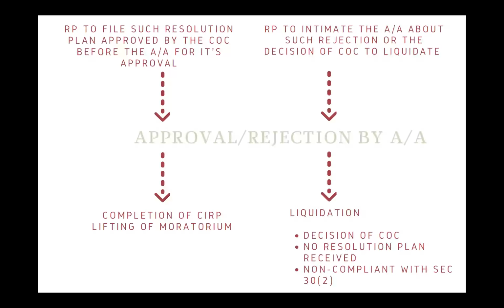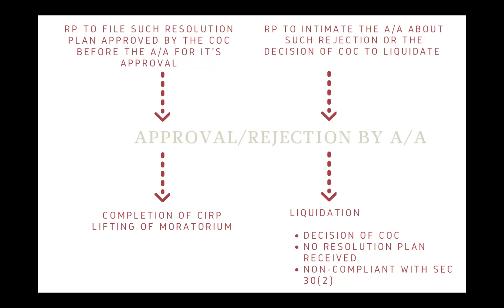So in what situations can a liquidation order be passed by the adjudicating authority? First, where a committee of creditors decides that there is no possibility of going forward for a resolution. This will usually happen only after preparation of the IM, where the committee of creditors forms an opinion that there is no possible value creation in the company. Then the committee of creditors may decide to liquidate the corporate debtor.